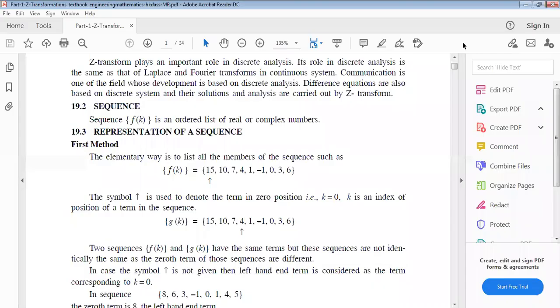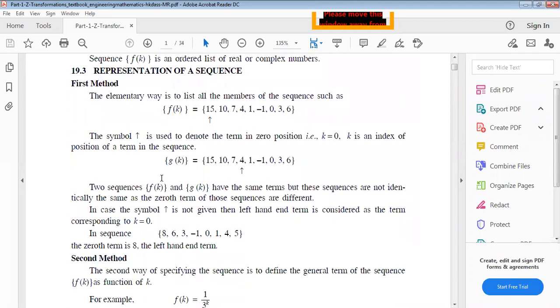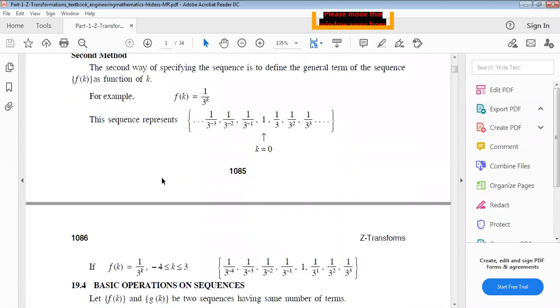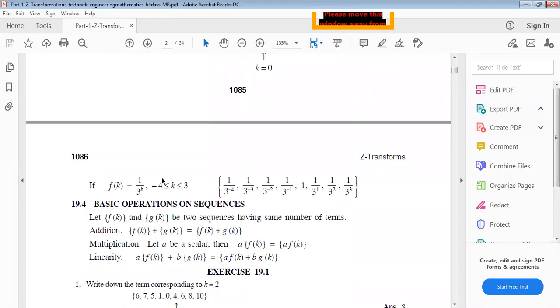Let's start from here. First of all, a sequence f of k is an ordered list of real or complex numbers. Ordered list, this is a list of order. Representation of a sequence: there are two methods to represent a sequence.